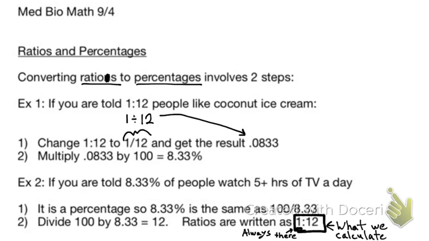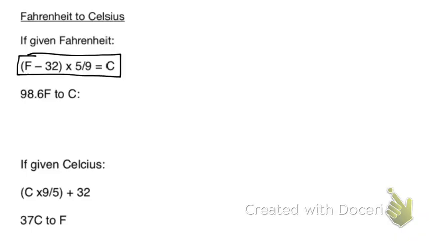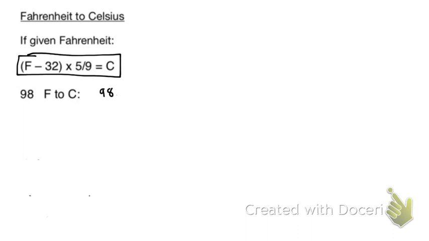All right, next up we're going to talk about converting from Fahrenheit to Celsius, Celsius to Fahrenheit. If we are given Fahrenheit, we use the equation F minus 32 multiplied by 5 divided by 9. Remember PEMDAS, you have to do this in order for it to come out well. So we'll take our 98 degrees. We'll subtract 32 from it. And we get 66. So that's our first step, Fahrenheit minus 32 degrees.